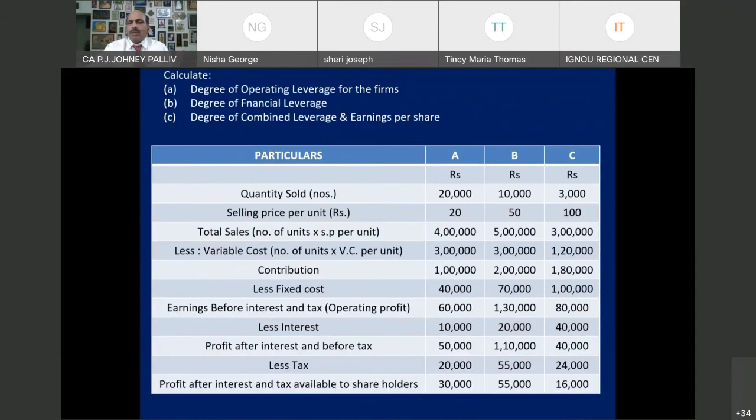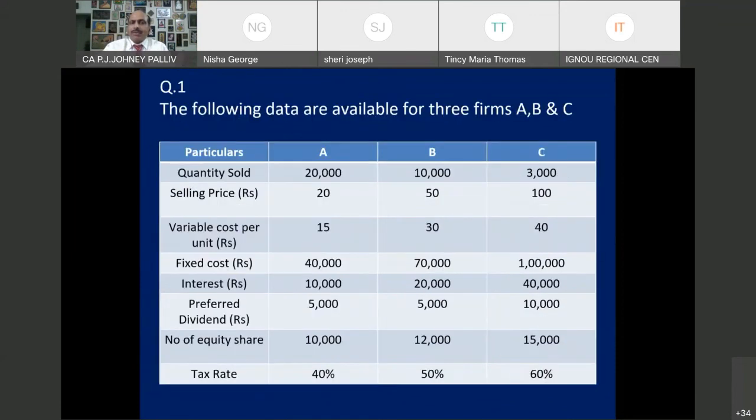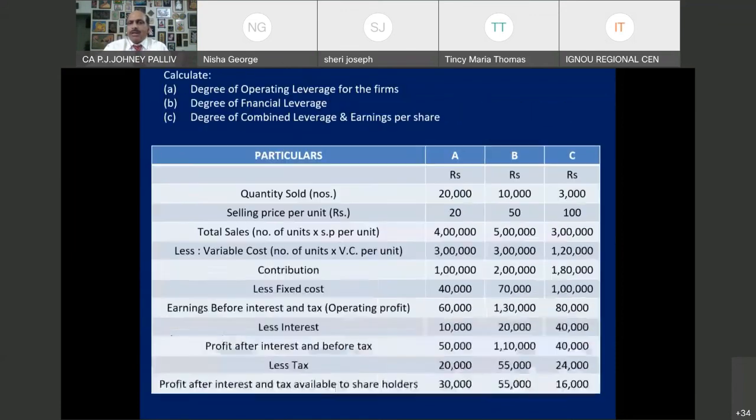You can see ABC, three firms, 20,000, 10,000, 3,000. Selling price, I am just taking from your question: 20, 50, 100. Sale value is number of units into sale price: 20,000 into 20, total sales 4 lakh; 10,000 into 50, total sales 5 lakh; 3,000 into 100, total sales 3 lakh.